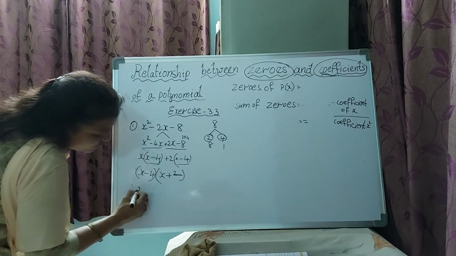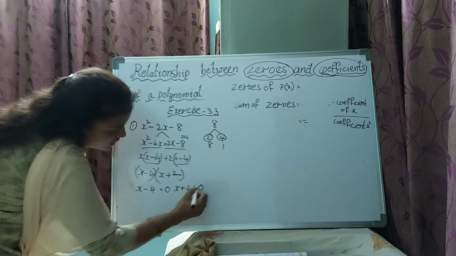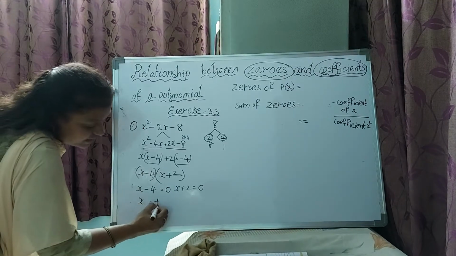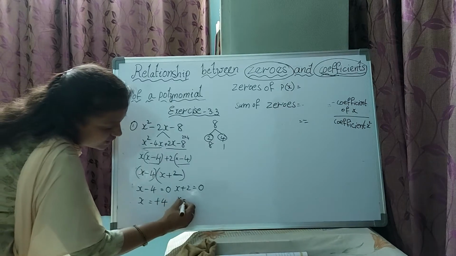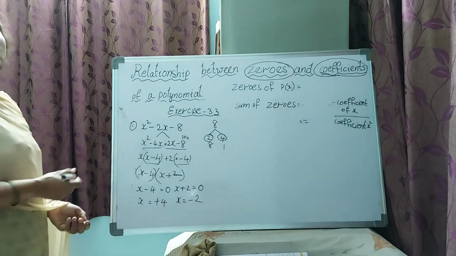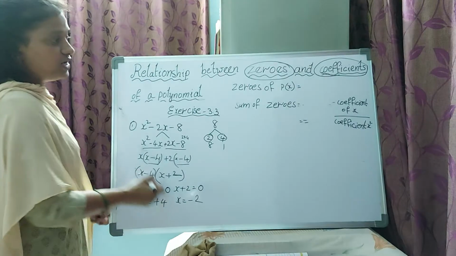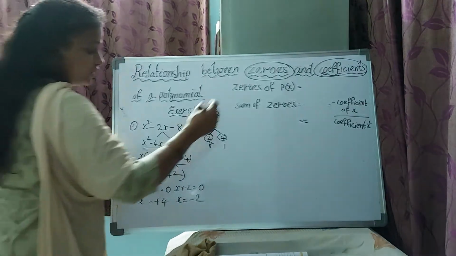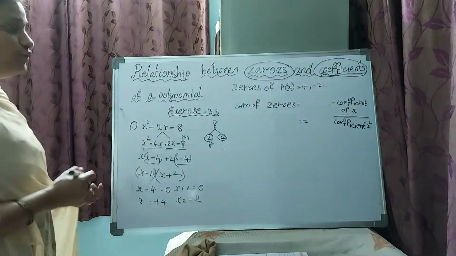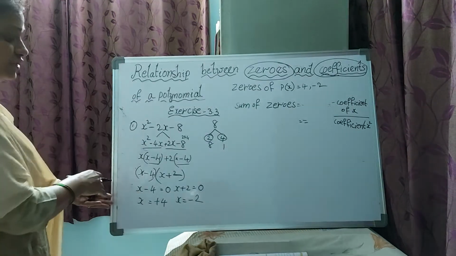x minus 4, you have to equate this with 0. x plus 2 is equal to 0. x is equal to minus 4; if it is transposed to the right hand side, it becomes plus 4. Here x is equal to plus 2; if it is transposed to the right hand side, minus 2. Already we discussed it so many times. That's why I am telling somewhat faster. See, these are the zeros of P of x. P of x, what are the zeros? 4 comma minus 2.